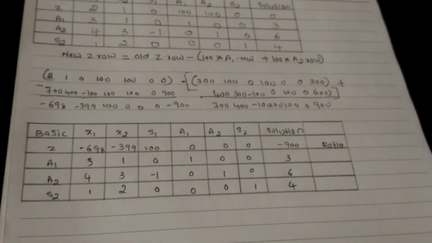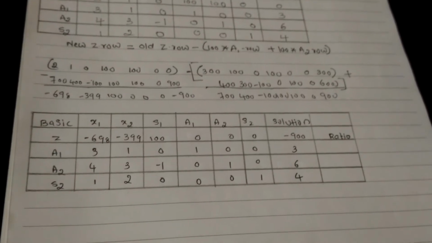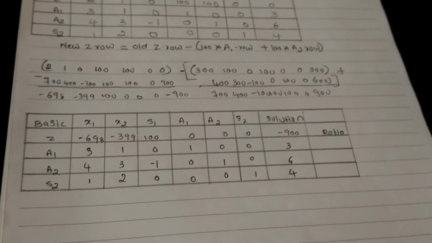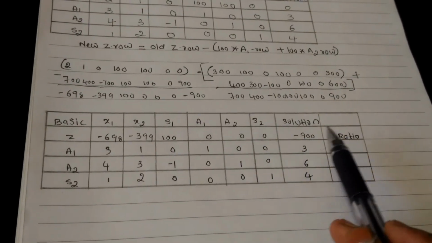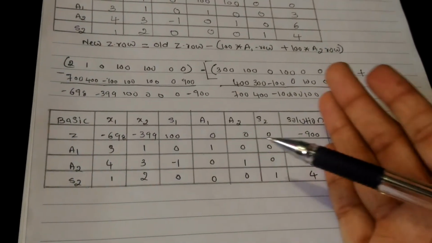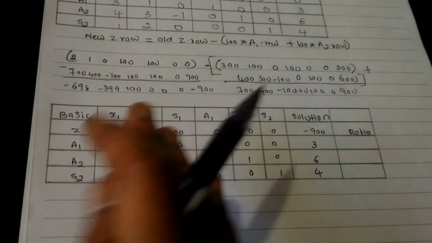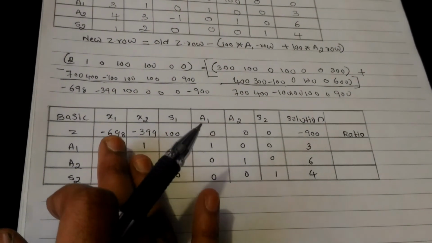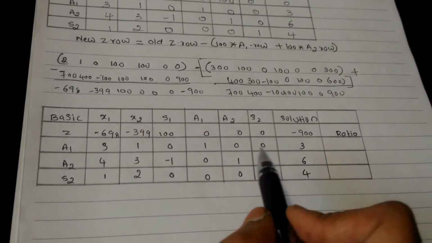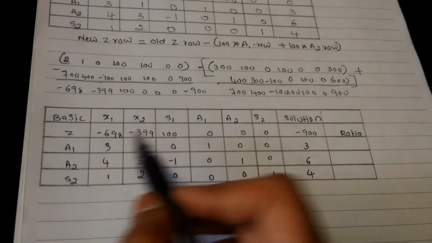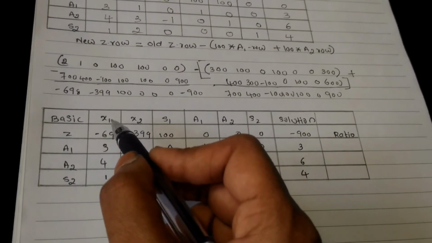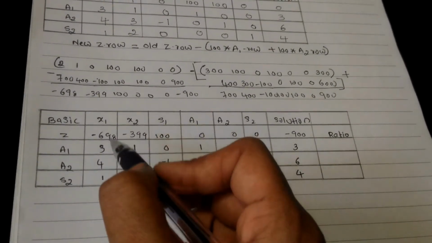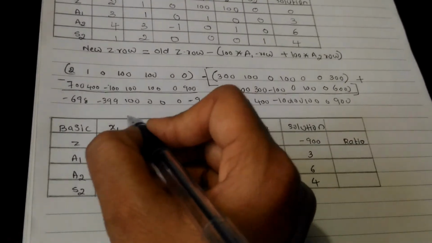Now with this, we are about to proceed with the Gauss-Jordan method. According to Gauss-Jordan method, consider the index row, and amongst the index row, except the solution part, amongst the basic and non-basic variables, consider the least negative value. The least negative value here would be x1. The column x1 would make up the pivot column.